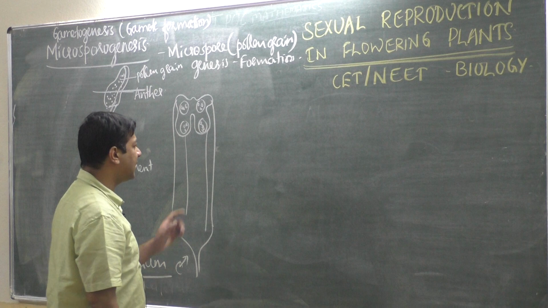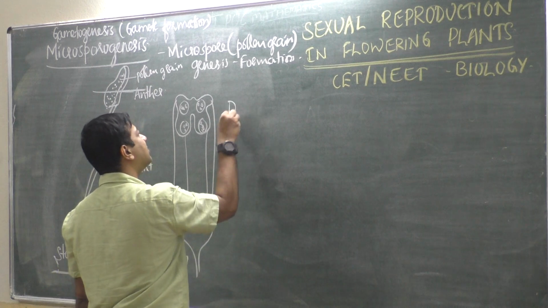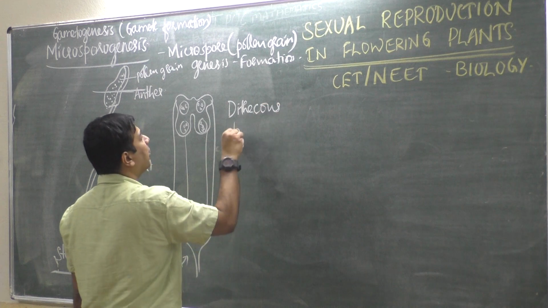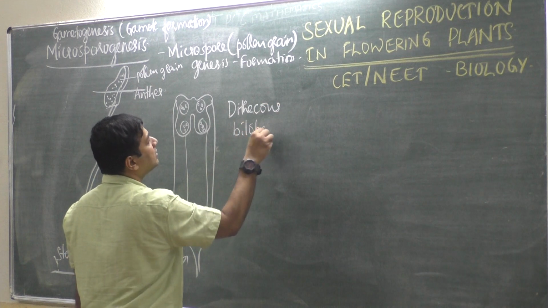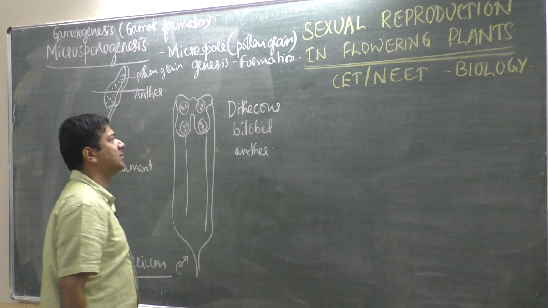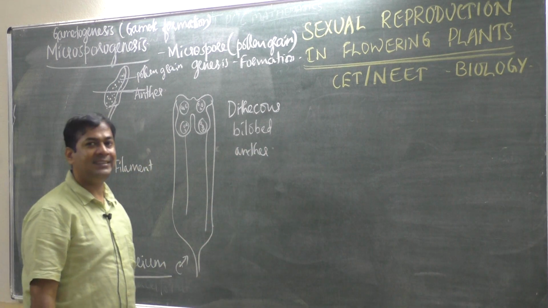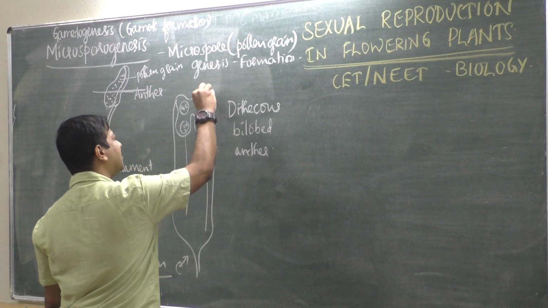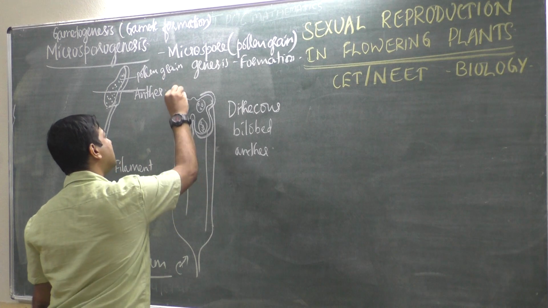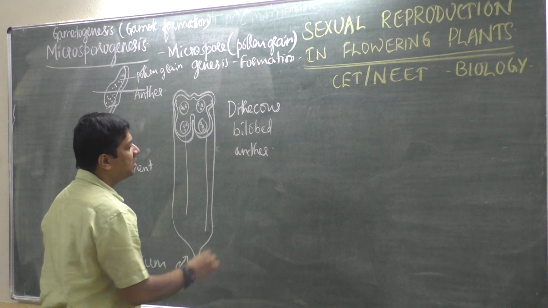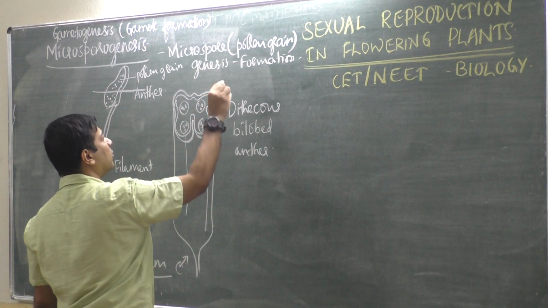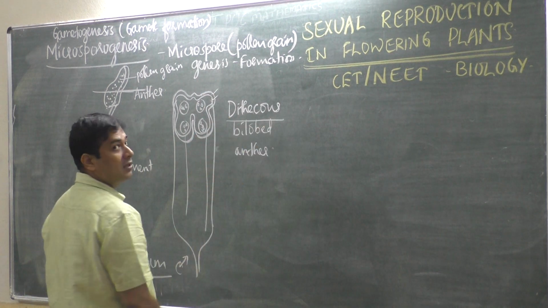This anther is defined as a dithecous, bilobed anther. You have learnt why it is called that. Theca means layer or wall. Two layers are there, so it is called dithecous. This is one wall, this is the second wall, so it is dithecous, with two layers.